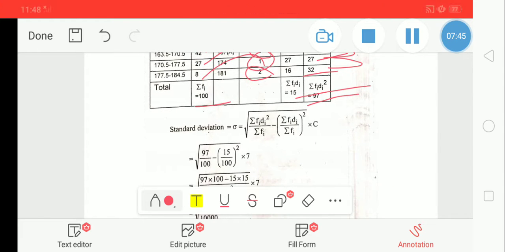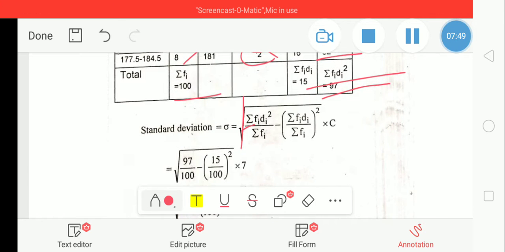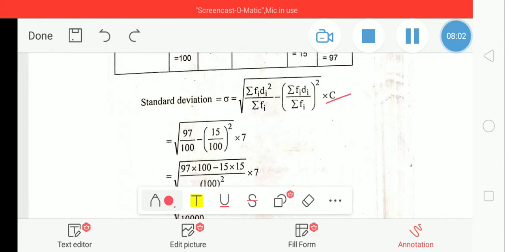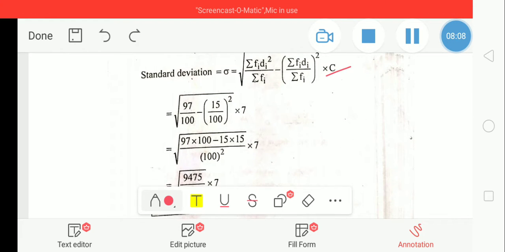So standard deviation sigma is equal to the under root of summation of Fi di square divided by summation of Fi, minus summation of Fi di divided by summation of Fi, whole square, multiplied by C. We know that C is the difference, that is 7. Now 97 divided by 100 minus 15 divided by 100 whole square, multiplied by 7.